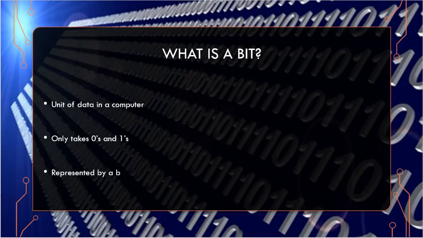A bit, or binary digit, is the smallest unit of data in a computer. It can only hold one of two values at a time, either 1 or 0, but it can also be represented by any other two opposite values, like a plus or minus sign, true or false, etc. The bit is usually represented by a lowercase b.